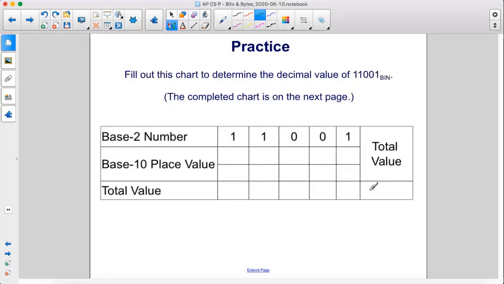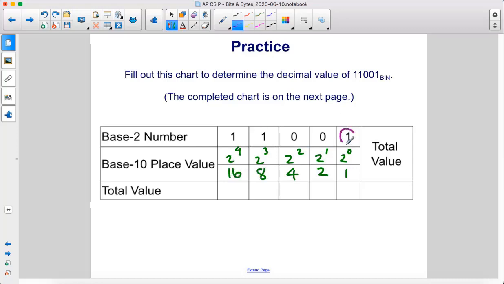Fill out this chart to determine the decimal value of 11001 in binary. Alright, so since we're converting from base 2, we fill this row with 2 to the 0, 2 to the first, 2 to the second, 2 to the third, and 2 to the fourth. We fill this row with whatever these are. So 2 to the 0 power is 1, 2 to the first power is 2, 2 squared is 4, 2 cubed is 8, 2 to the fourth power is 16.